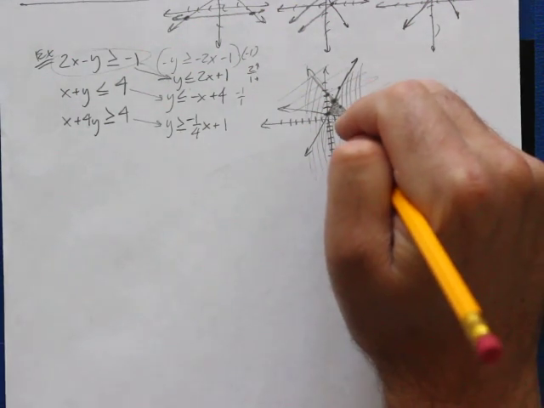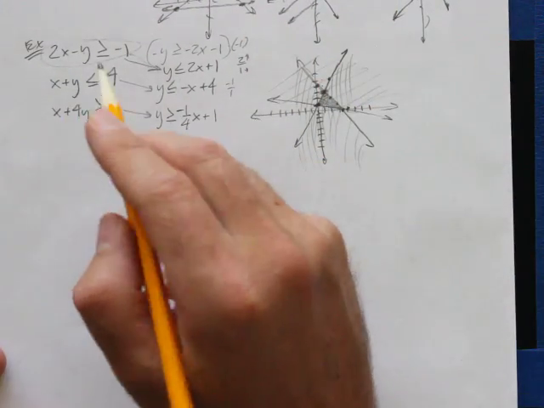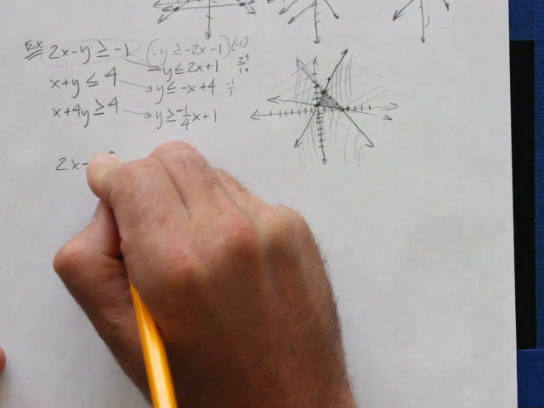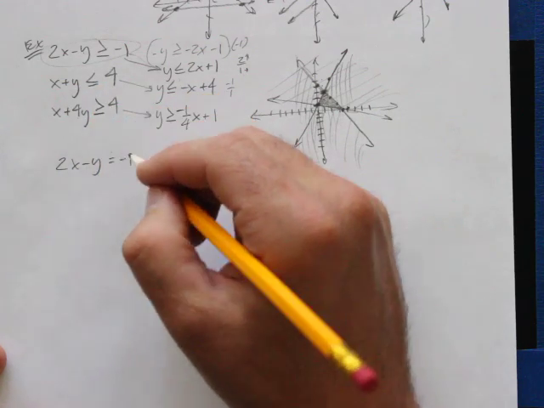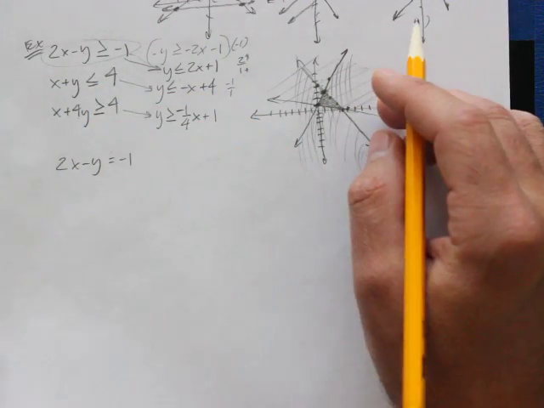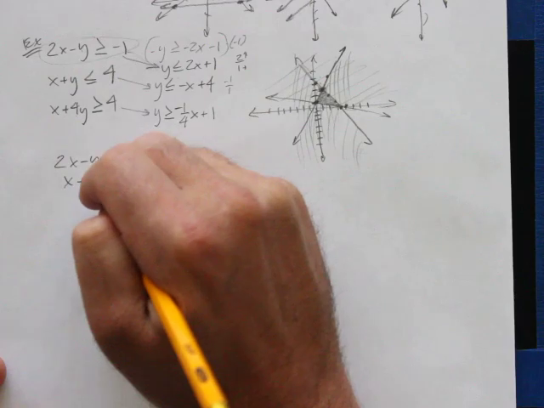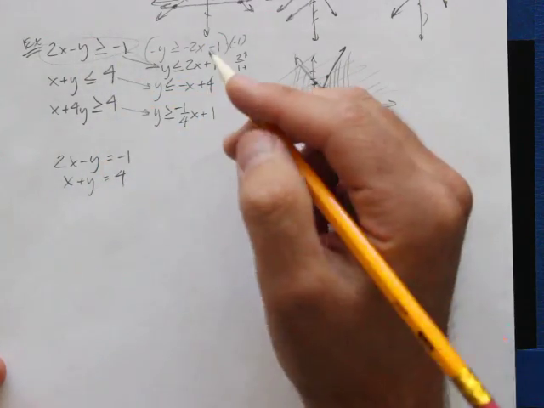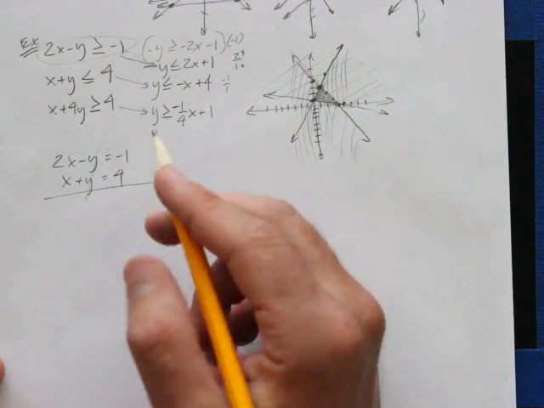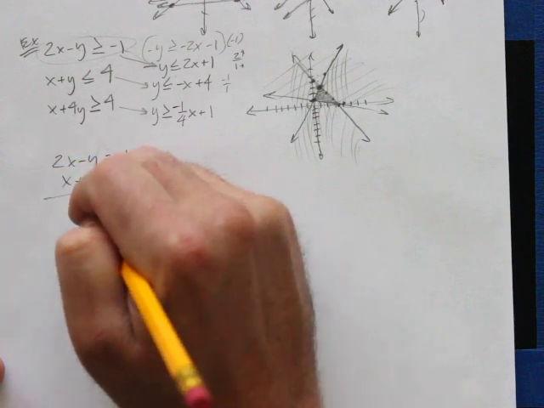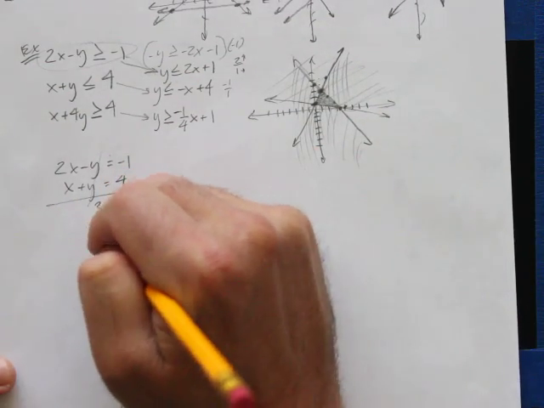All right, now I need to find these 3 points of intersection. Here's how I do it. I take this one and this one. I say 2x minus y equals, I'm just going to put equals because the inequality signs don't matter when I'm just trying to find these points of intersection. And I'm going to say x plus y equals 4. So I just transferred these down here. I'm going to use elimination because I've got -y and +y, so those just go away. And I end up with 2x plus 1x, which is 3x equals 3. Divide by 3. X equals 1.